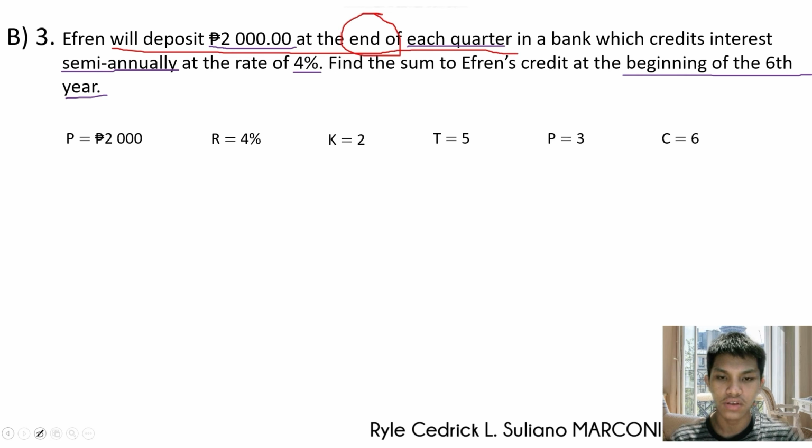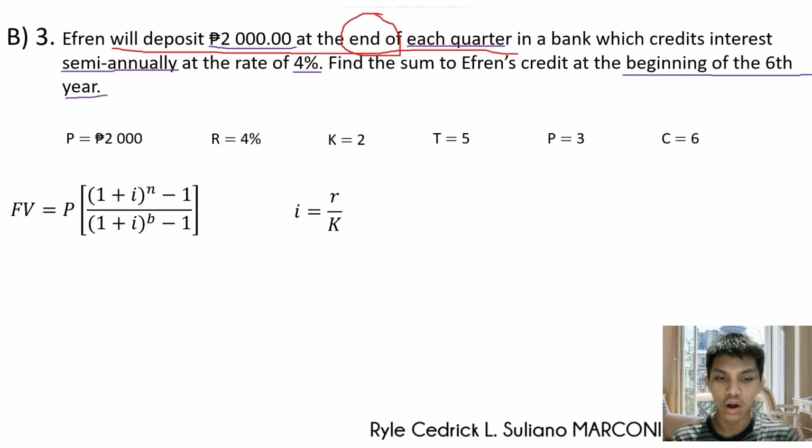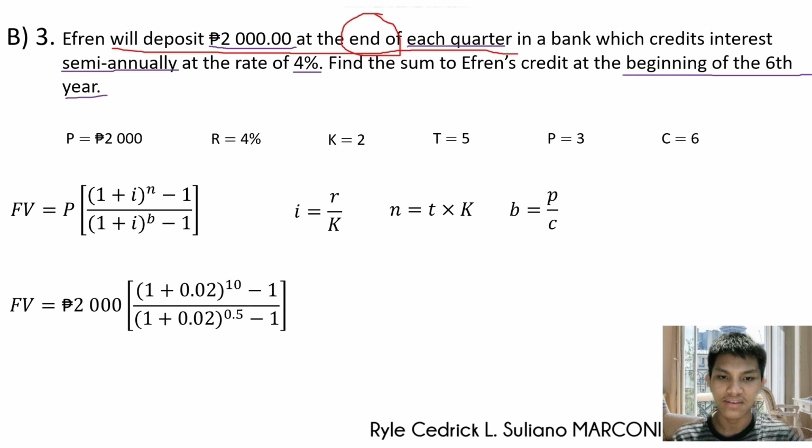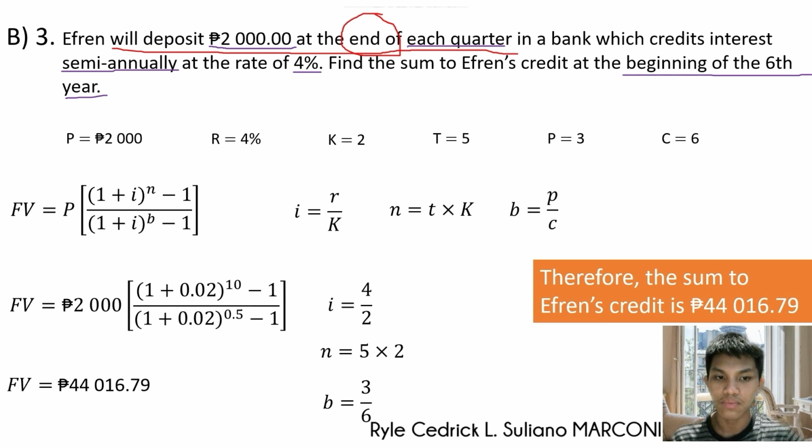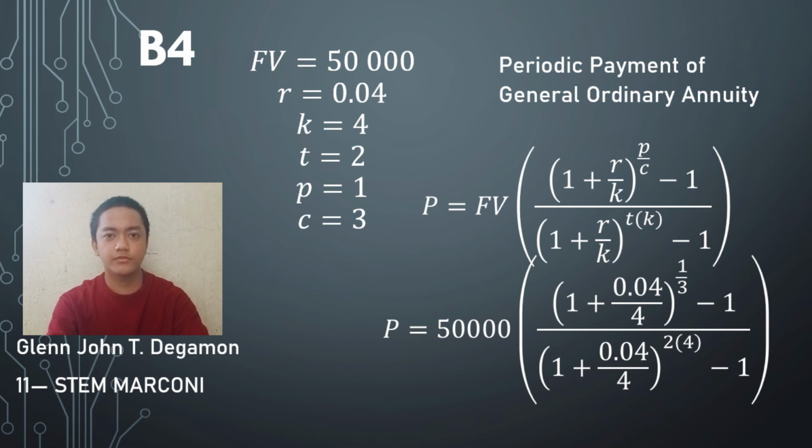Therefore, the formula to be used is future value is equal to P times the quantity of 1 plus I raised to the power of n minus 1 over quantity 1 plus I raised to the power of b minus 1. Other formulas to be used, we have I is equal to R over K, N is equal to T times K, and B is equal to P over C. Simply substitute the values. Our I is equal to 4 over 2 or 0.02, our N is 5 times 2 or 10, and our B is equal to 3 over 6 or 0.5. We now have our future value. Therefore, the sum to Efren's credit is 44,016.79 pesos.